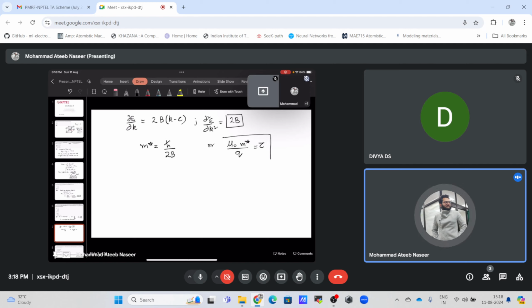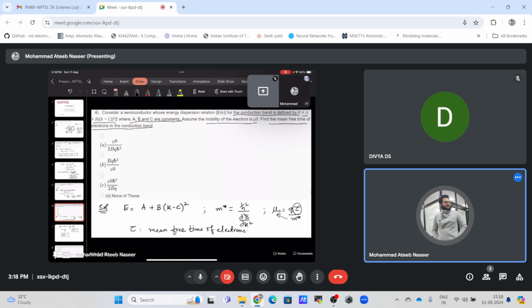So mu 0 times h bar square by 2b times q is our tau. So this is the value of the mean free time. If we check the options, mu 0 h bar square by 2bq, so option C is the correct option to go with.